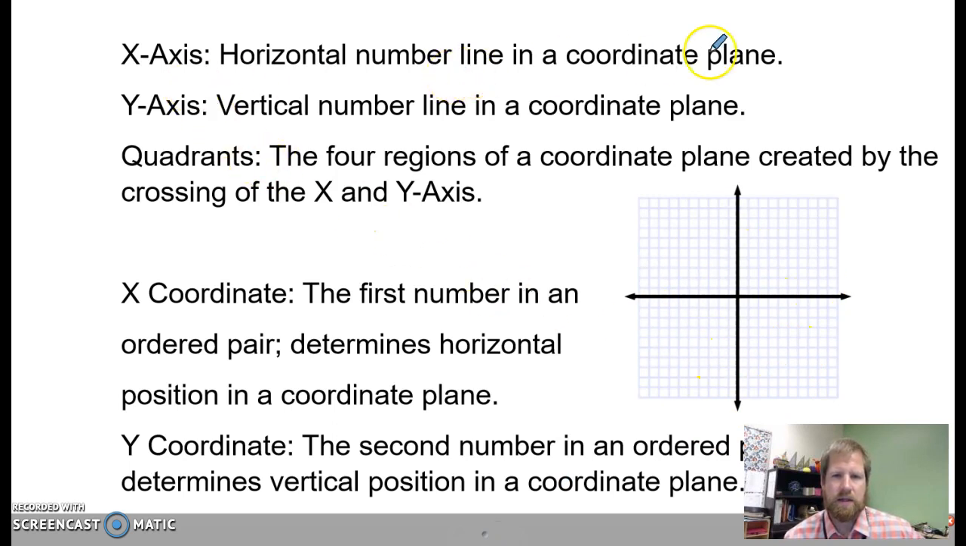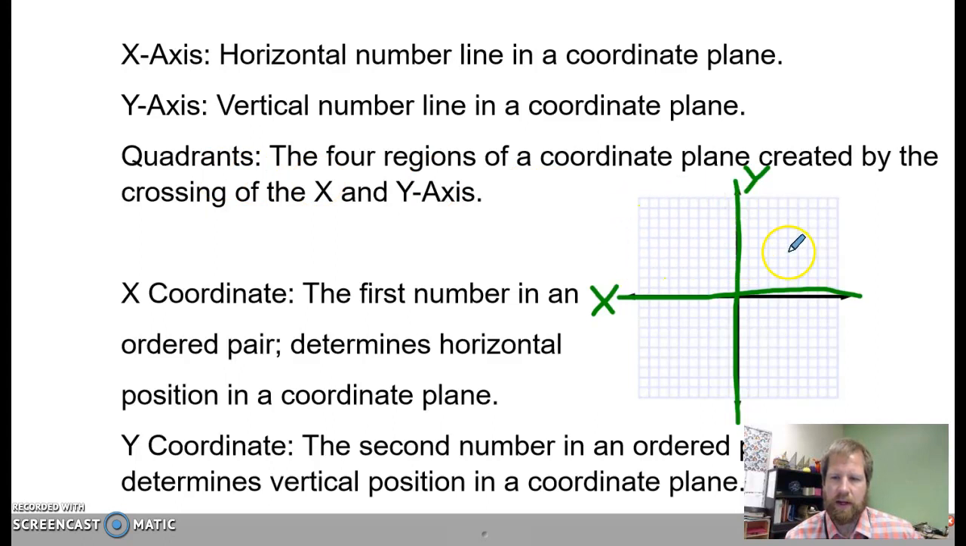So the x-axis is going to be this line right here, our horizontal number line. The y-axis is going to be the vertical number line. Should have done that in a different color, but that's okay.